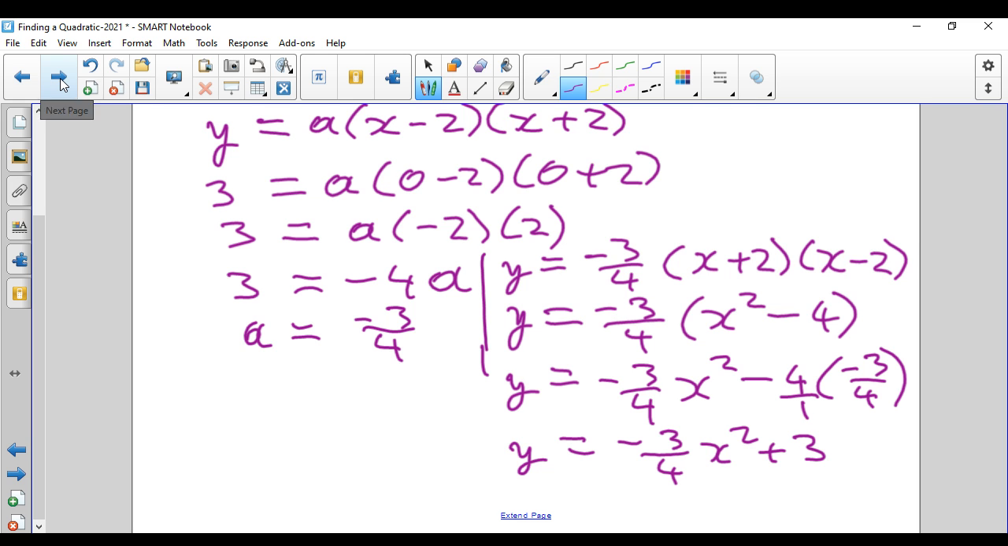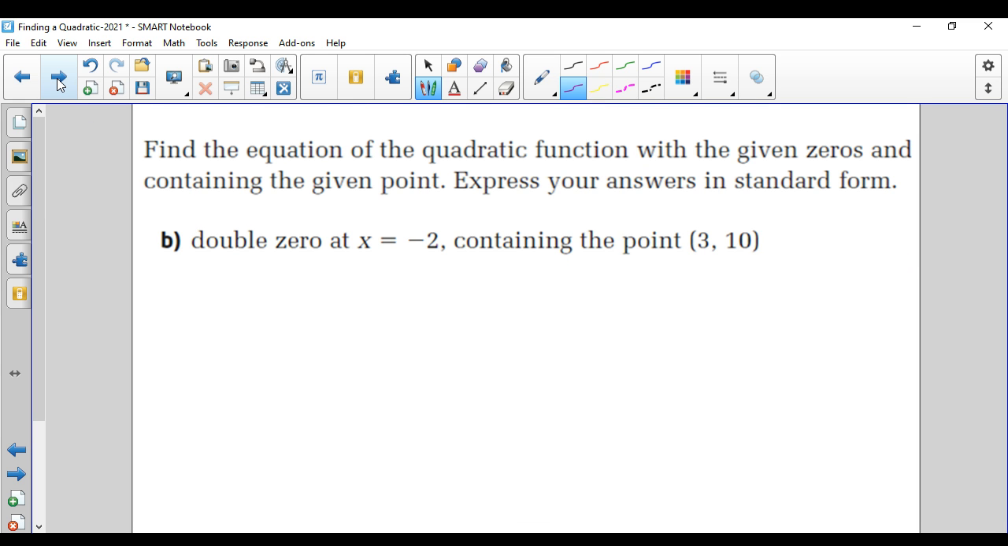Okay, so let's do this one other example here, similar to the one that we just did, where they now use language that we may not have heard before. They call this thing a double zero. A double zero at x equals minus 2. And it's a very simple explanation. A double zero just simply means that both zeros are the same, which means that this graph, this parabola, only touches the x-axis at one spot. And that spot, of course, would be the vertex, which we talked about a couple of days ago.